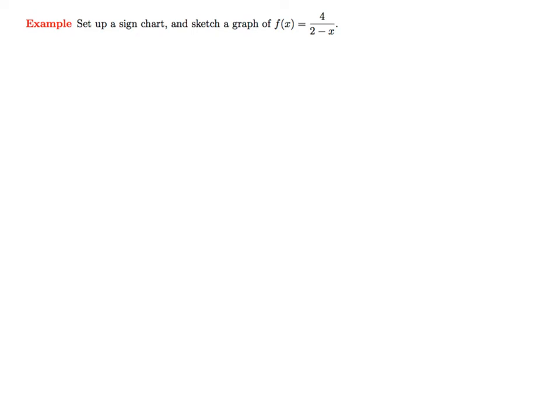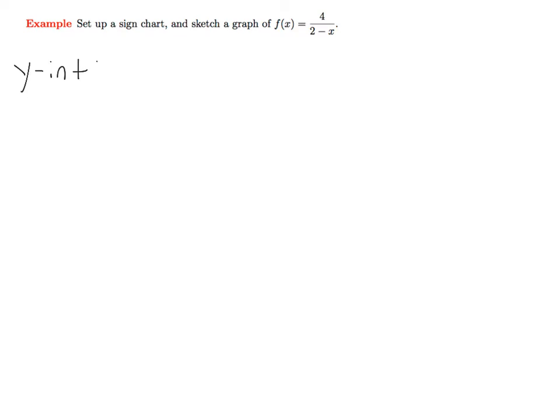For this example, we've got a rational function f of x, which is 4 divided by 2 minus x. And we want to set up a sign chart and then sketch the graph of this function. So in order to set up a sign chart and a skeleton graph, let's identify the key properties that our graph should include. That would be, first of all, where the function crosses the y-axis, the y-intercept.